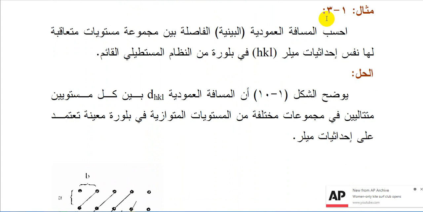Good. Example 1-3. Calculate the normal distance, the interatomic spacing, separating a group of successive planes that have the same Miller indices HKL in the right rectangular crystal lattice structure system, meaning a crystal of the right rectangular system.